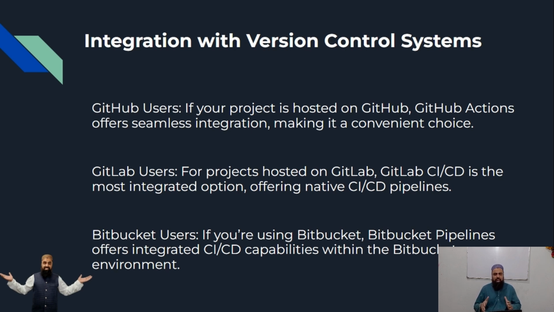Most of the times, like we also discussed in our previous lectures, our code can be hosted on GitHub. It can be hosted on GitLab or Bitbucket. So these are the three cloud version control systems where we host our code on the cloud. So if you are a GitHub user, then you should use GitHub Actions for your code building, testing, and deployment, for your CI/CD pipeline.